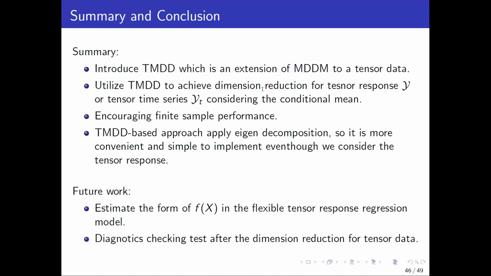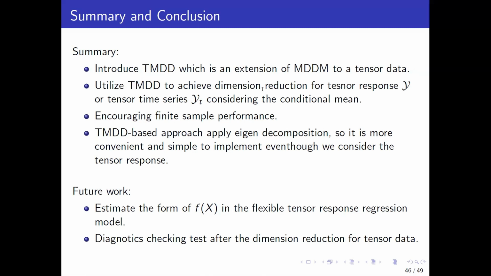To summarize, we have introduced tensor martingale difference divergence, which is an extension of the MDDM to tensor data. And we can use this TMDD to reduce the dimension on a tensor response or tensor time series, considering the conditional mean. And we have shown you some encouraging finite sample performance. Another appealing part of our approach is that even though we're considering tensor data, which normally requires a certain computational time, in our case we are utilizing a new metric, TMDD, and applying the spectral decomposition to this matrix. So computationally, it is really fast.